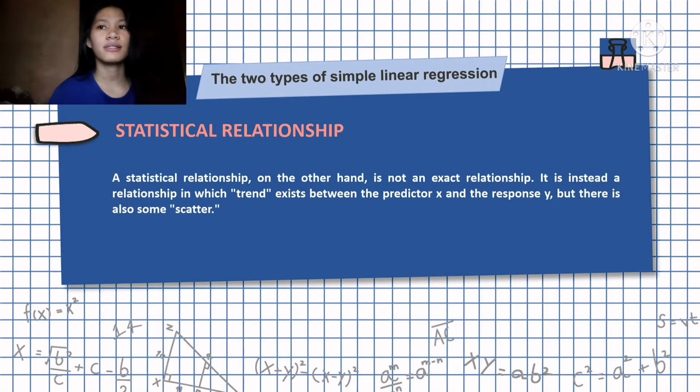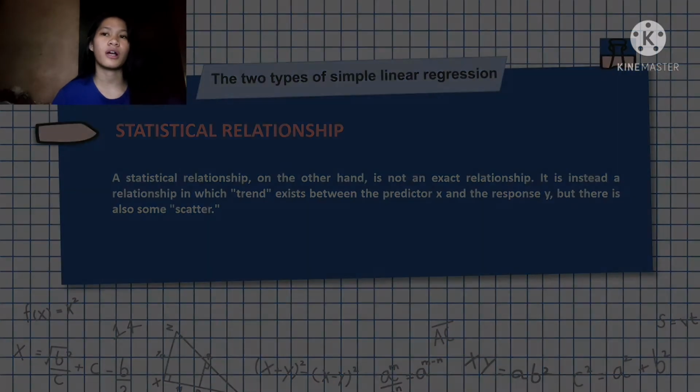Let's go to the statistical relationship. A statistical relationship, on the other hand, is not an exact relationship. It is instead a relationship in which a trend exists between the predictor x and the response y, but there is also some scatter.